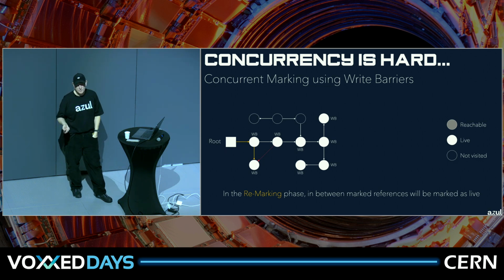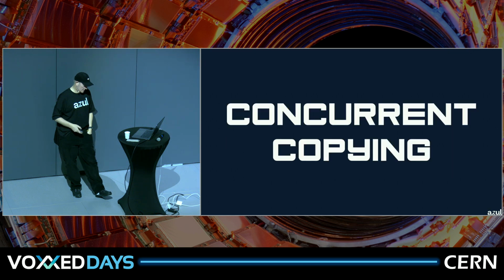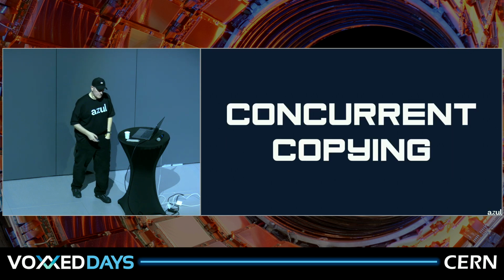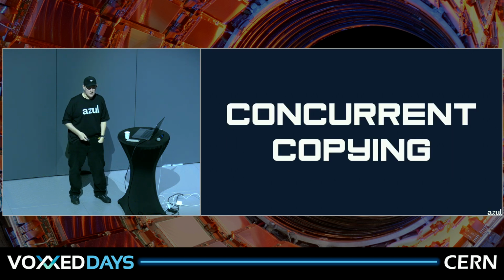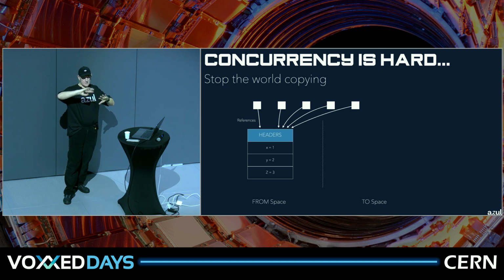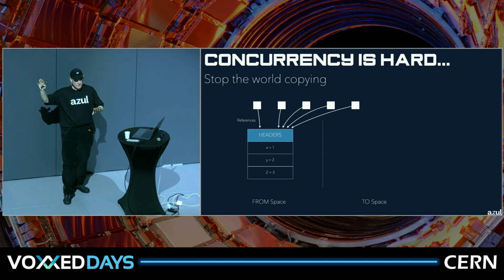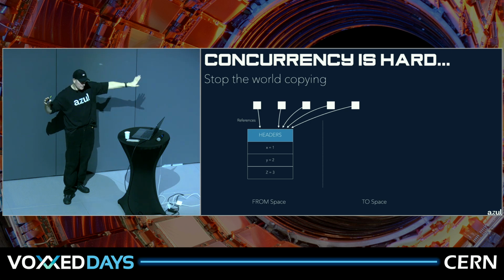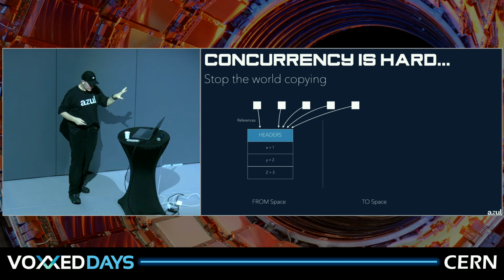This is just one approach. There are different ones. The next one, concurrent copying, is even more complex. So think about it, we have objects in the heap. We do the compacting step, right? That means we move an object from one space to another one on the heap. We have to update the reference that points to the object. At the same time, the application can access the object. So this is very tricky.